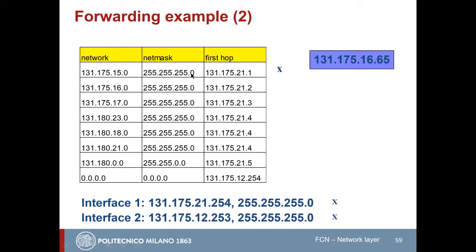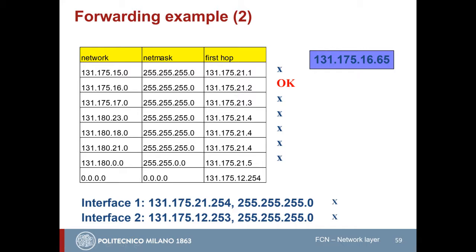Then with the second entry we have matching. We do have matching because it's 131.175.16, the same as the result here. Then we don't have matching with the third, we don't have matching with the fourth.